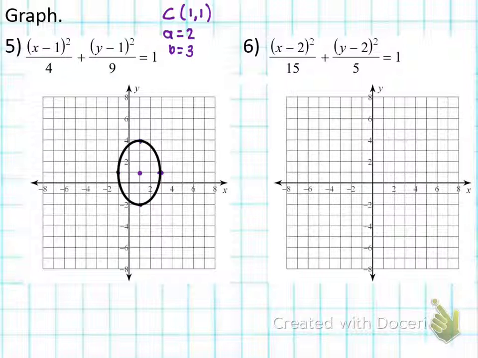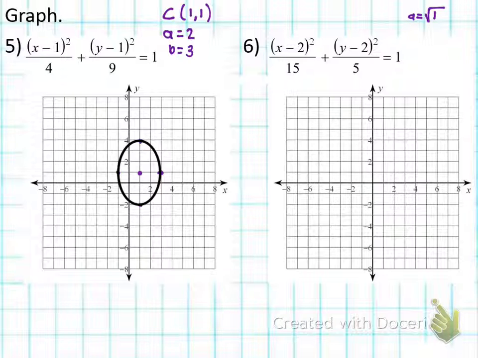Like on number 5, we had square root of 4, right? But on number 6, we have square root of 5. Is there a perfect square root of 5? No. Okay. So we can still work through this. What's H and K, everyone? 2 and 2, right? So we can still write that.